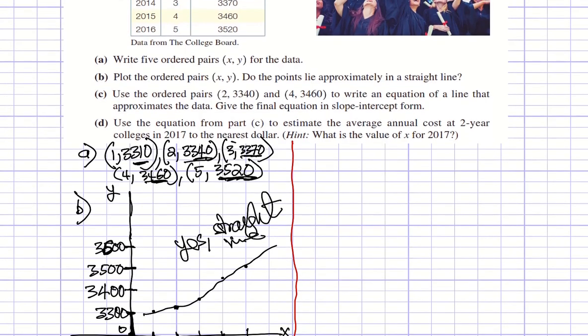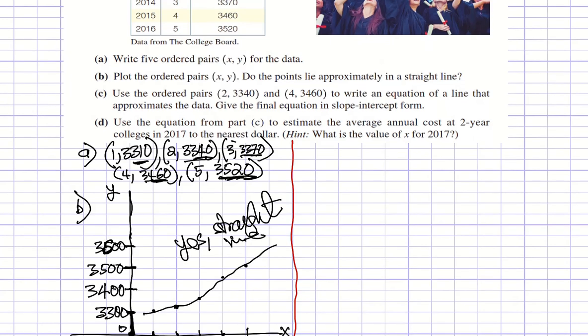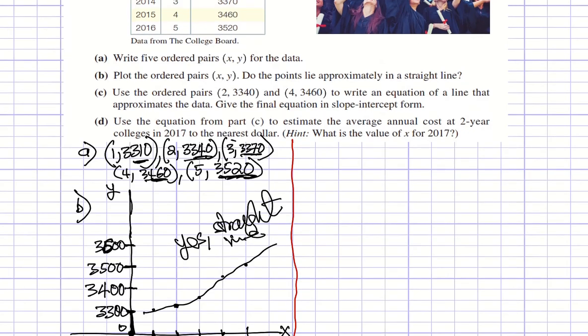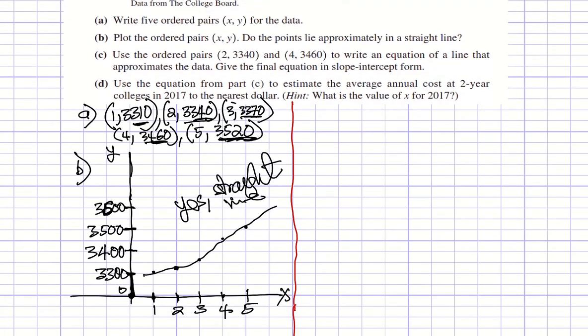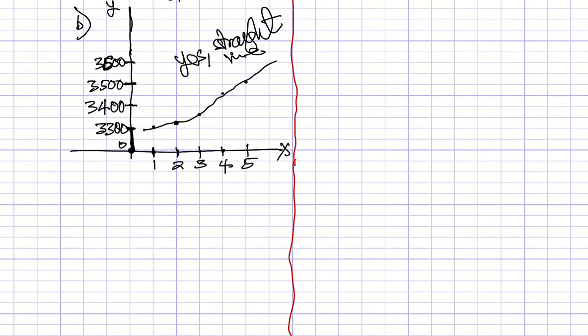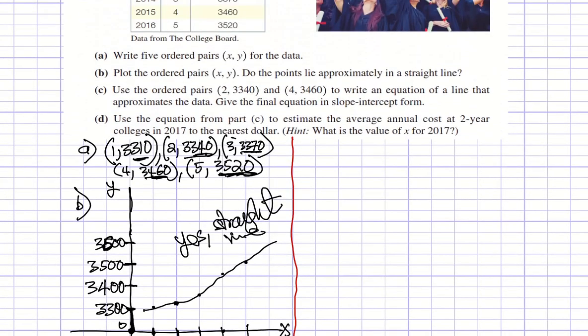C. Use the other pairs to write an equation of a line that approximates the data. Give the final equation in slope-intercept form. So you use those 2 points. That's C.